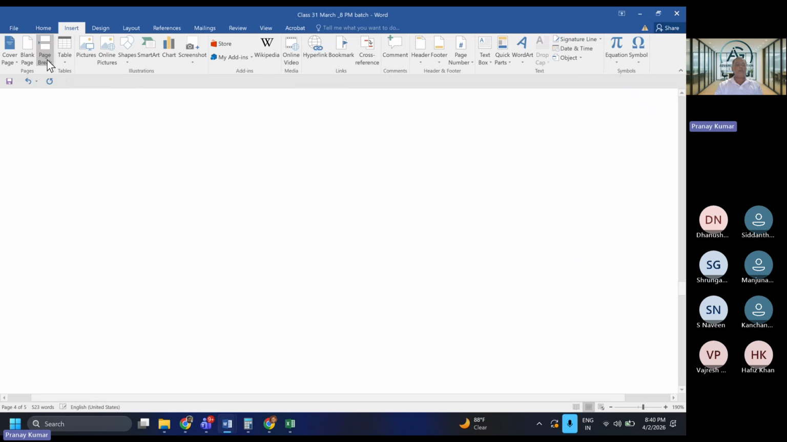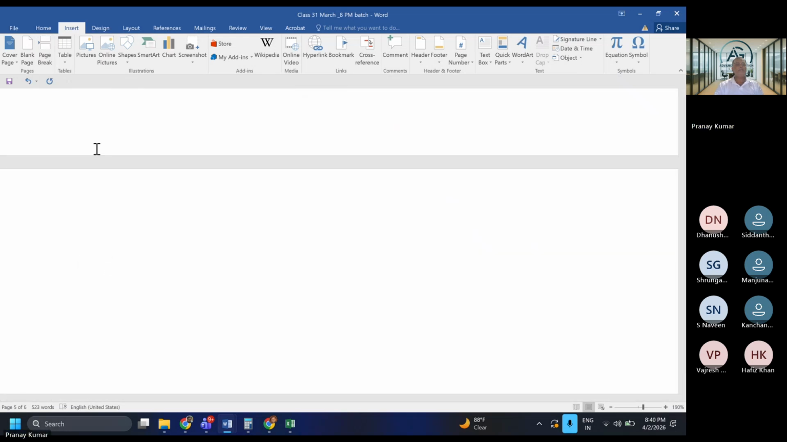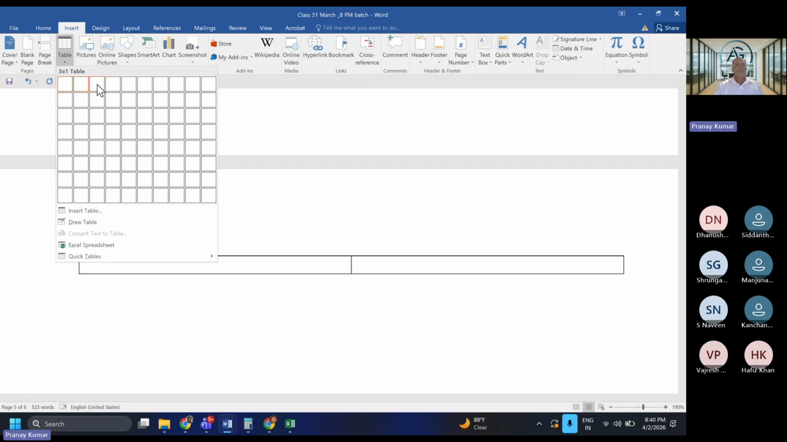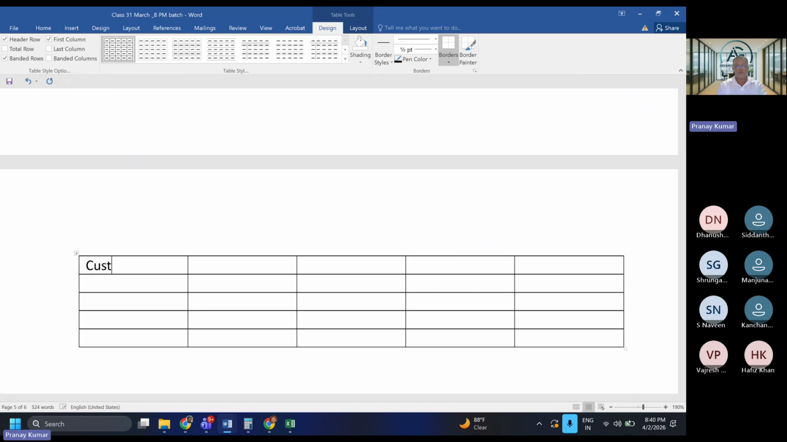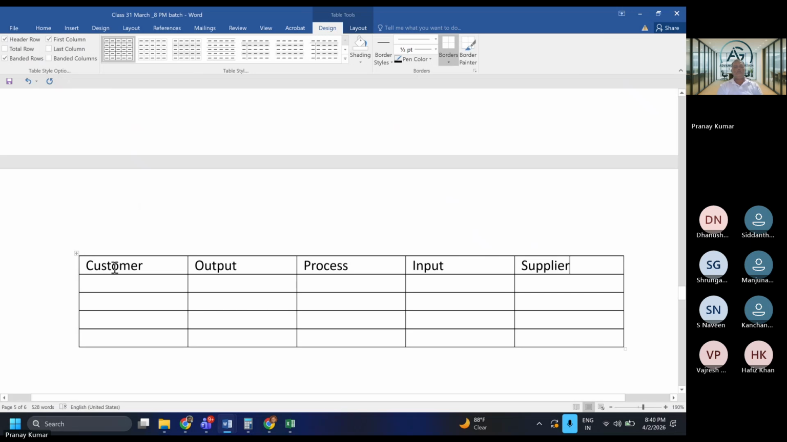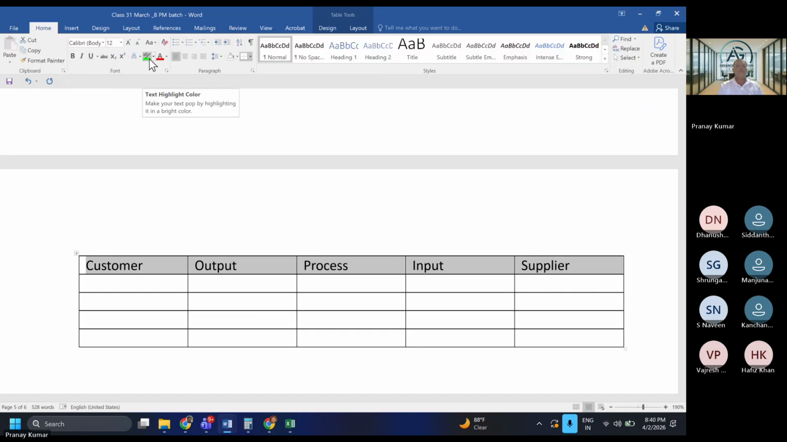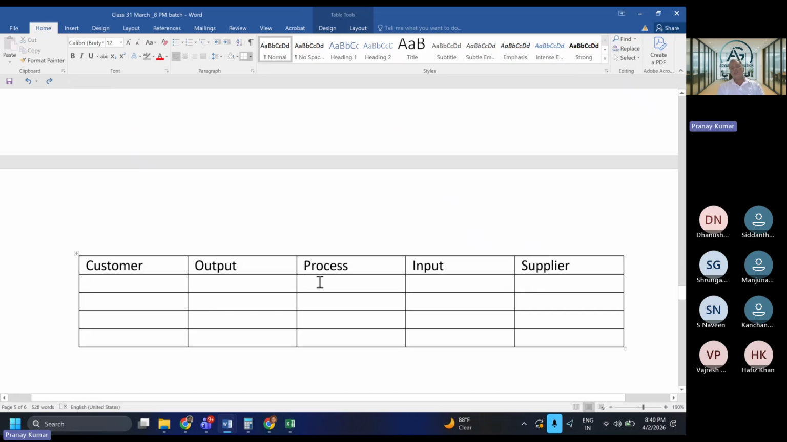Let's first go to a different page. Page break. COPIS, 5 steps. C, which is an acronym for customer. Output. Process. Input. Supplier. So start with listing down the steps of the process.